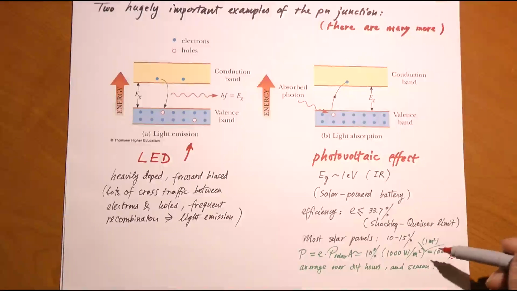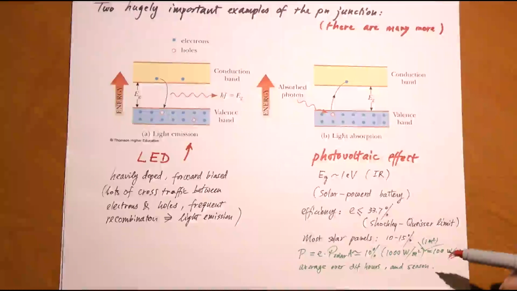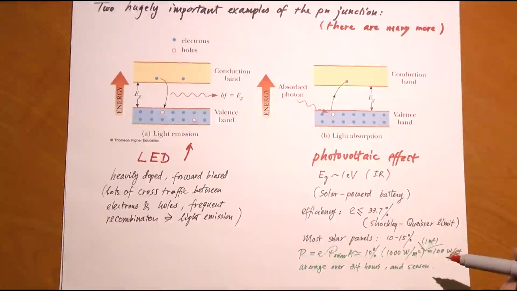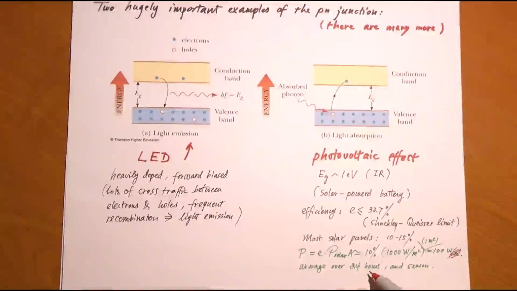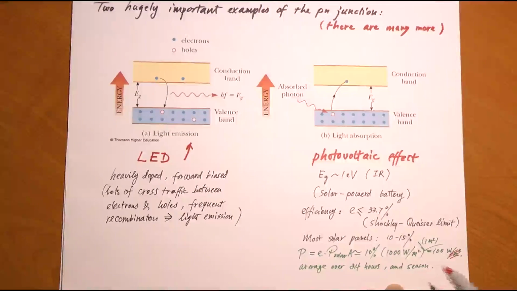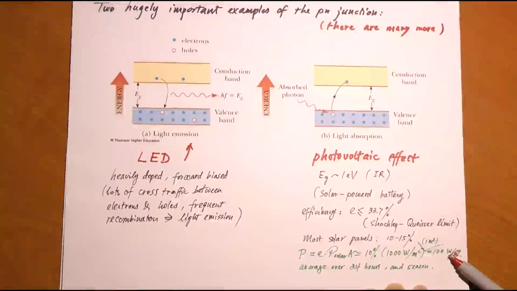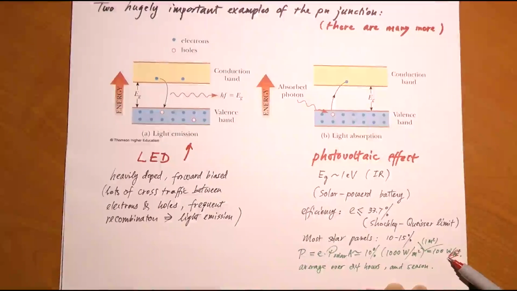What if it's not sunlight? What if it's night? What if it's a rainy day with no sun and so on? So you have to average over the period of 24 hours. You have to also average over the season. Therefore, you cannot say, okay, for every 1 square meter of solar panel, it's like a 100 watt light bulb. It's nothing like that. It's less than that.